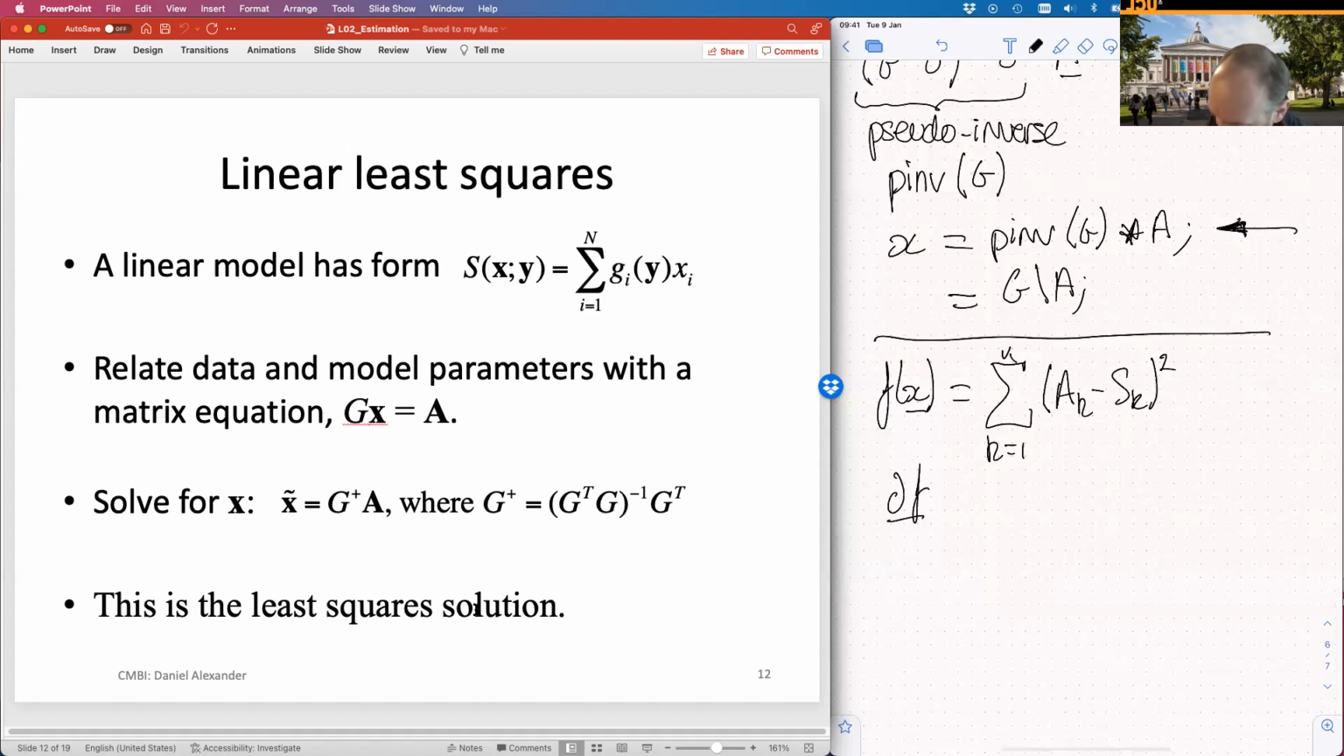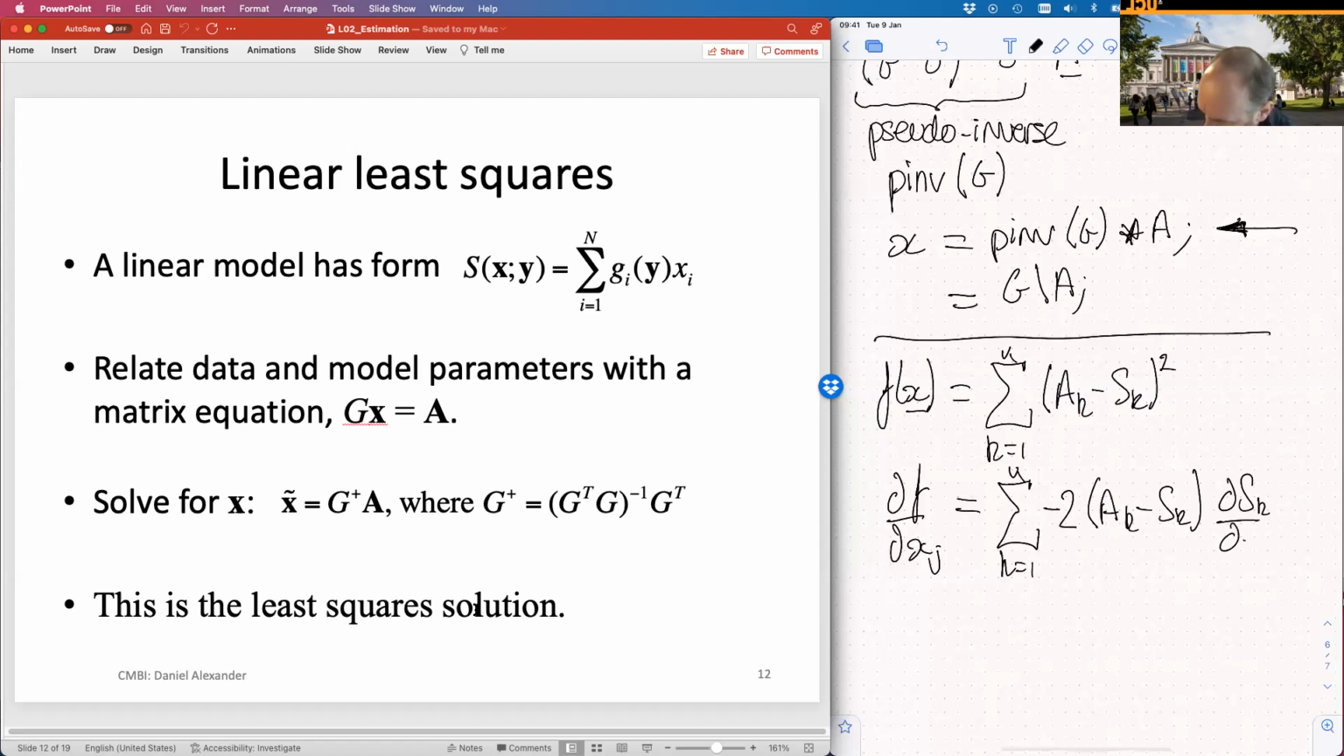So df by dx_j is then, we can differentiate this sum term by term, k is 1 to K. So a_k, of course, doesn't depend on x_j because that's just the measurement, but the s_k's do depend on x_j. That's our model that has parameters x. So differentiating a term of this objective function will look like minus 2 (a_k minus s_k) ds_k by dx_j.